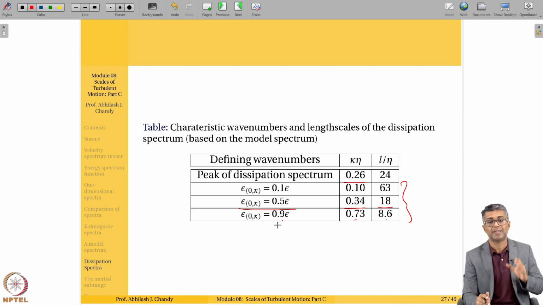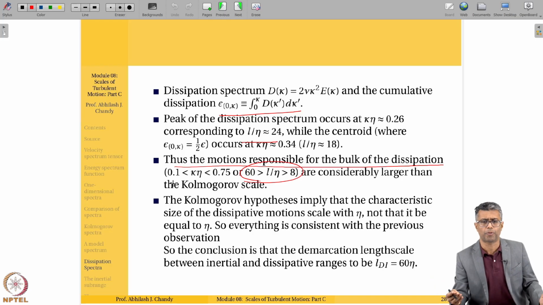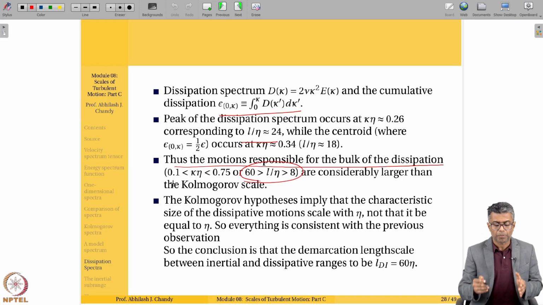0.1 to 0.9 is 80% of the dissipation. And it occurs between kappa eta equals 0.1 and kappa eta equals 0.73. That's what we are trying to say. So 0.1 to approximately 0.75, and between 8 and 60 eta, much larger than the Kolmogorov scale.